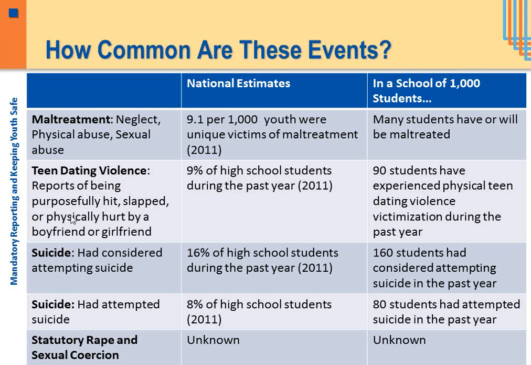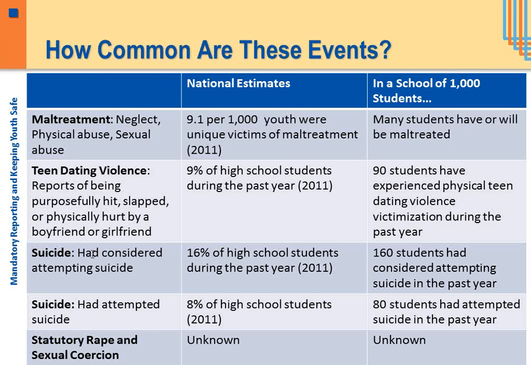In this slide, we want to identify the common events as well as try to translate the national estimates from data into real-life numbers. So, for instance, based on national estimates, in 2011, for every 1,000 youth, 9 children were victims of maltreatment, which most commonly includes neglect, physical abuse, and sexual abuse. Therefore, by the time students enter your program or your school, you may have many students who have or unfortunately will be maltreated during their childhood.